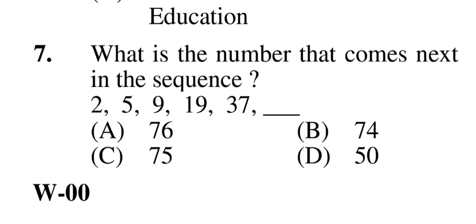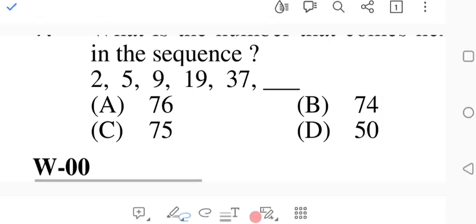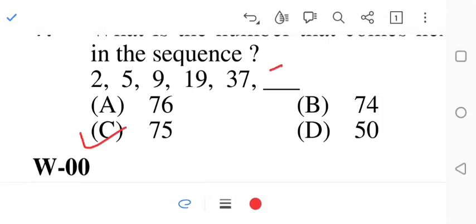Number 7: what is the number that comes next in the sequence? 2, 5, 9, 19, 37, blank. Options: 76, 74, 75, 50. The correct answer of this question is 75. Try to do it by yourself.